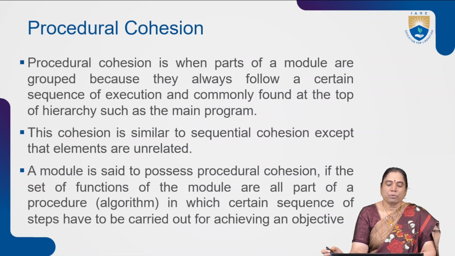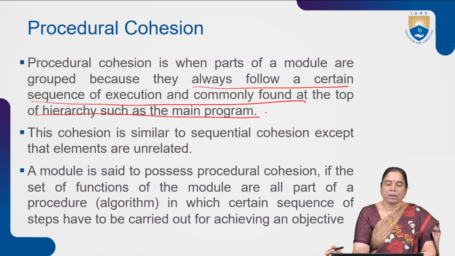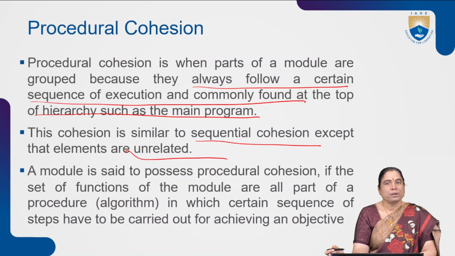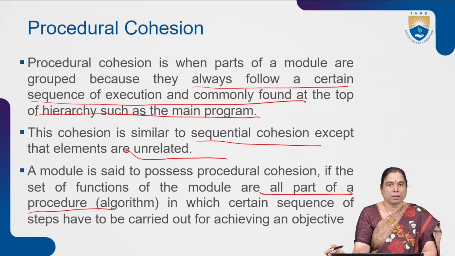Next one is procedural cohesion. Procedural cohesion is when parts of a module are grouped because they always follow a certain sequence of execution, commonly found at the top of the hierarchy, such as the main program. So control modules are generally used for procedural cohesion. This cohesion is similar to sequential cohesion except that elements are unrelated. A module possesses procedural cohesion if the set of functions in the module are all part of a procedure or algorithm in which a certain sequence of steps has to be carried out for achieving an objective.